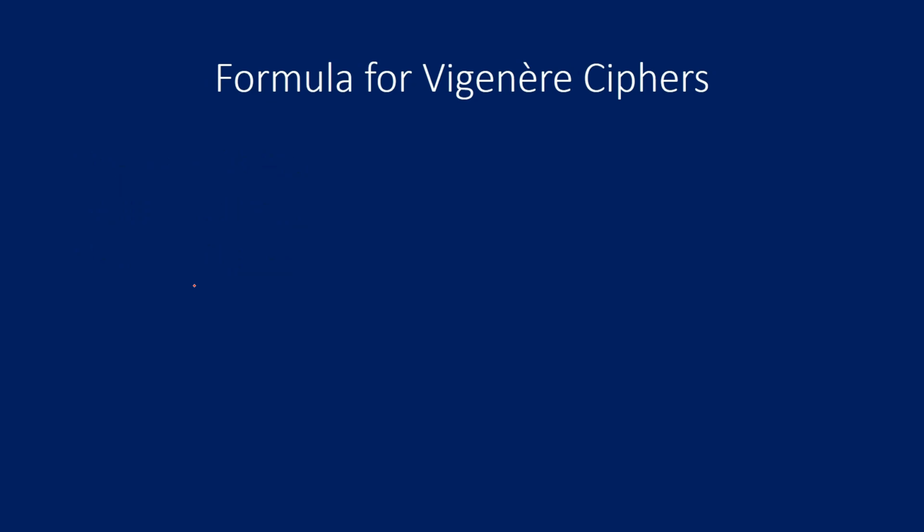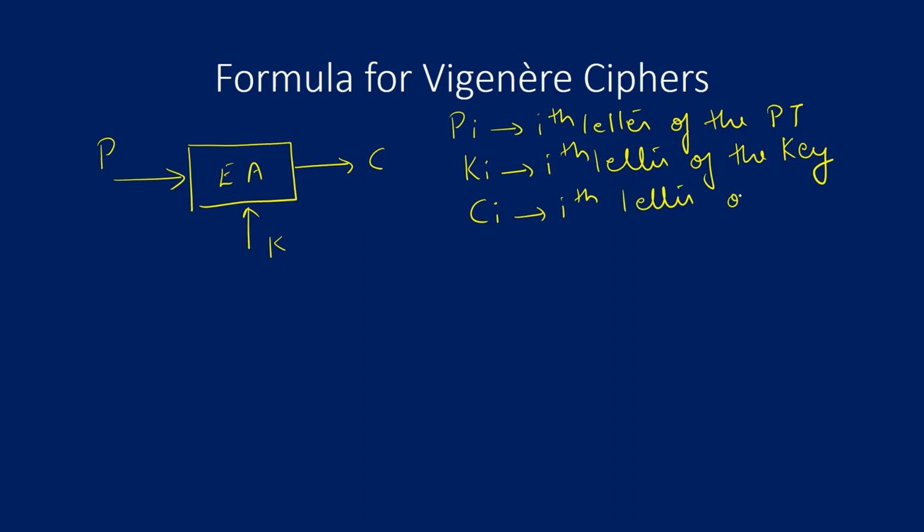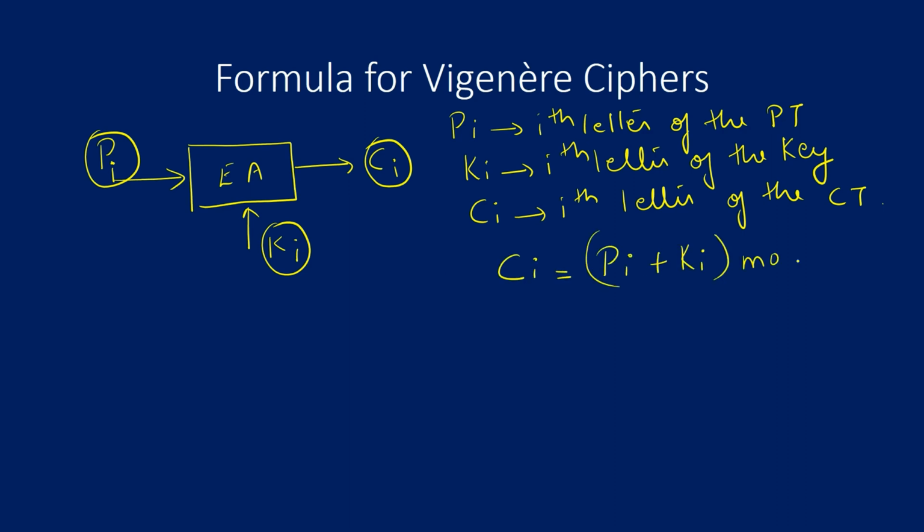Before we go to the details of Vigenere cipher, let us first see what is the formula that is used for Vigenere cipher. Any encryption algorithm takes the input as plain text. It uses a key K and generates a ciphertext C. Now let us denote Pi as the ith letter of the plain text, Ki as the ith letter of the key, and Ci as the ith letter of the ciphertext. Now Vigenere cipher will take the ith letter of the plain text, the ith letter of the key, and generate the ith letter of the ciphertext using the formula Ci = (Pi + Ki) mod 26.